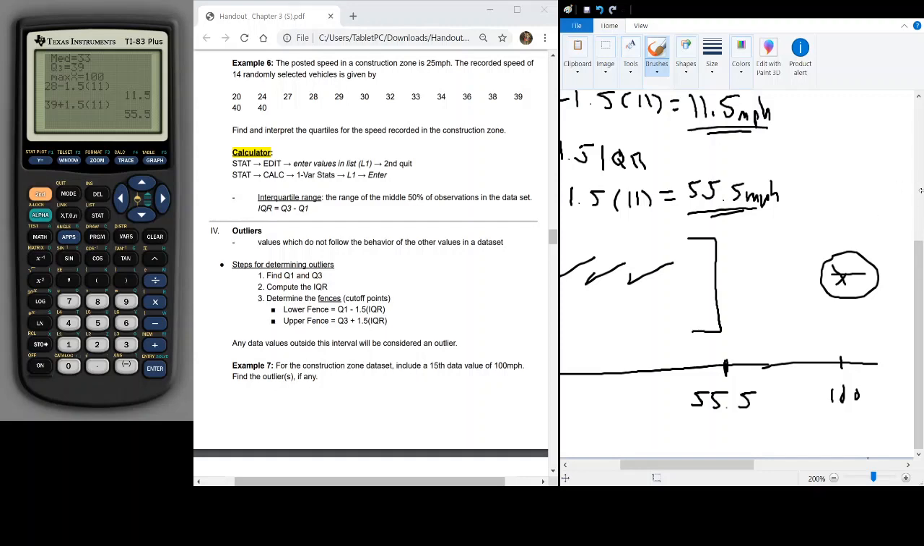So the nice thing when it comes to the quartiles is that it allows us to calculate outliers. It allows us to find what data values are unacceptable or unusual behavior when compared to the behavior of the rest of the data set.